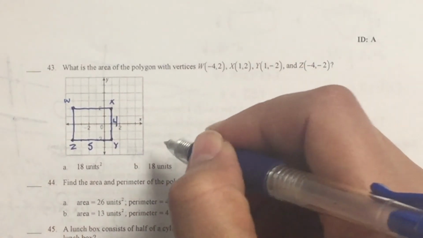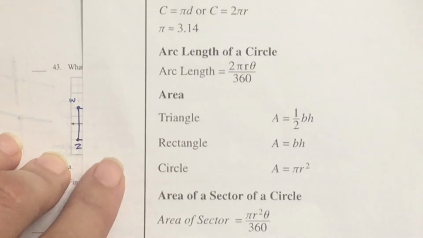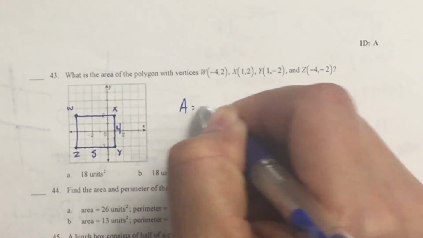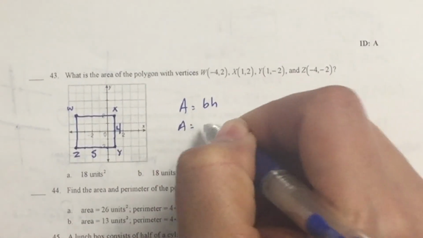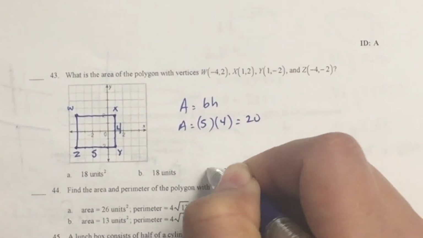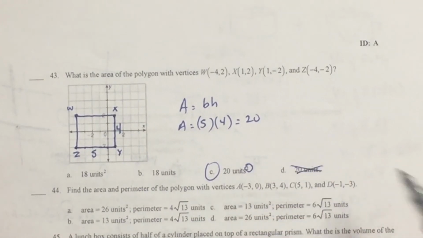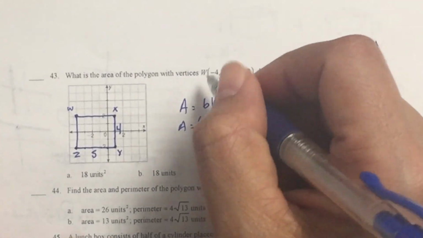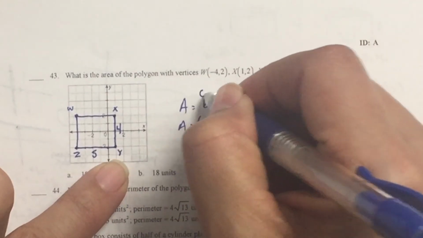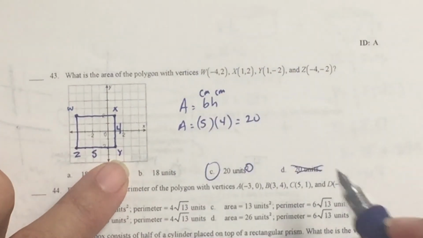And how do you find the area of a rectangle? I don't know. Let's take a look. Area of a rectangle is base times height. So the area is the base, which is 5, times the height, which is 4, which is 20. Oh, and it's units squared, so it's not this one. Area is always squared because if the base is in centimeters and this is in centimeters, centimeters times centimeters is centimeters squared.